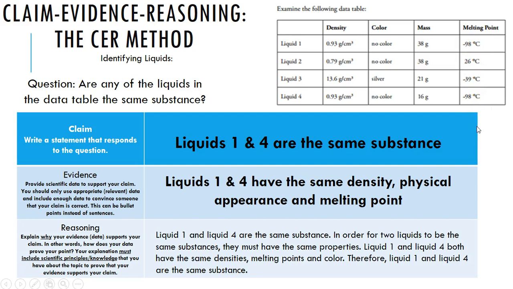Your scientific reasoning is you're explaining why your data supports your claim. You can say liquid 1 and 4 are the same substance. You're restating your claim. Then you're showing your evidence. In order for liquid 2 to be the same substance, they might have the same properties. Liquid 1 and 4 both have the same densities, melting points, and color. Therefore, which is your conclusion sentence, liquid 1 and 4 are the same substance.